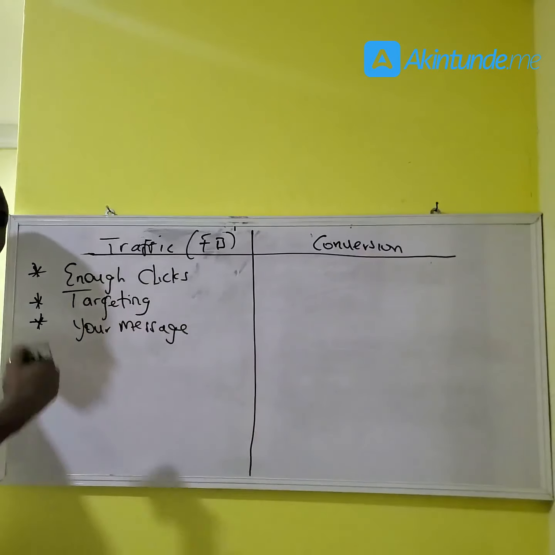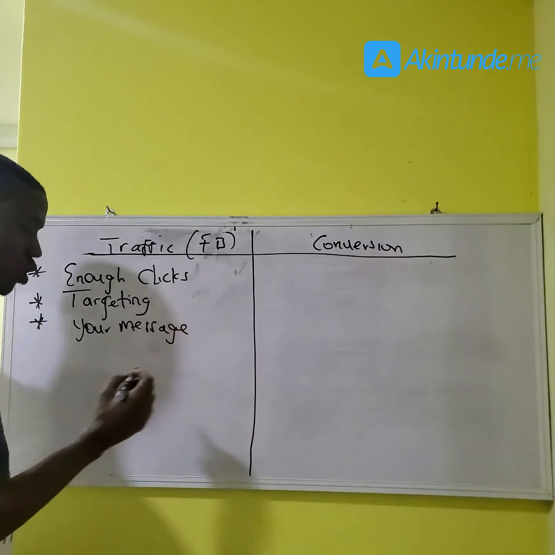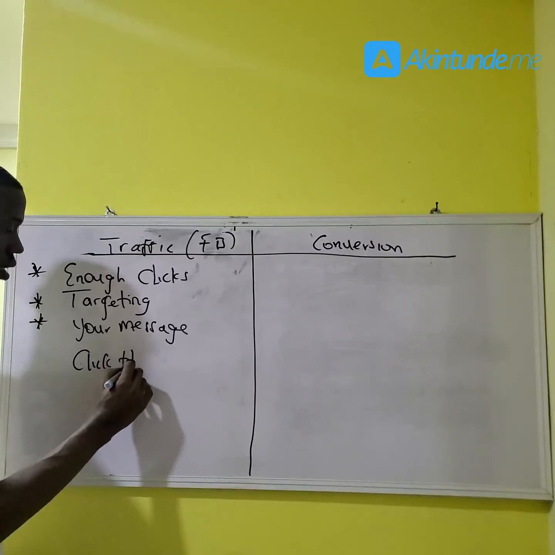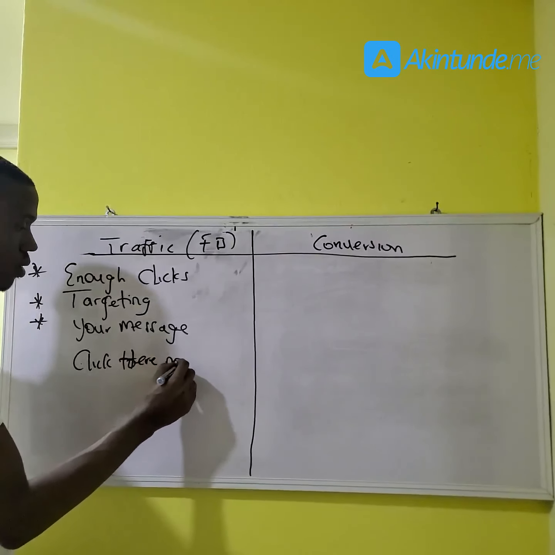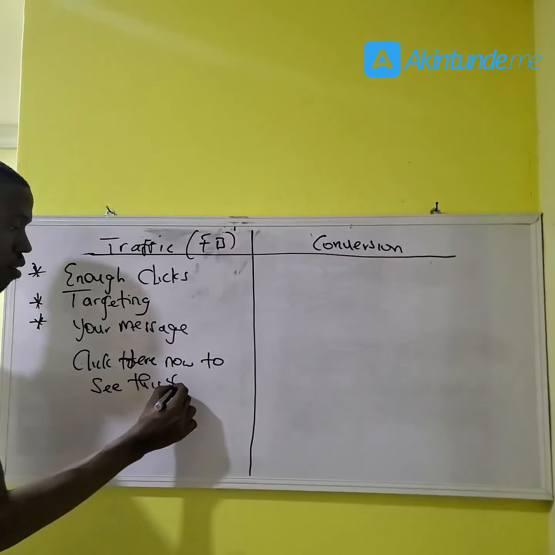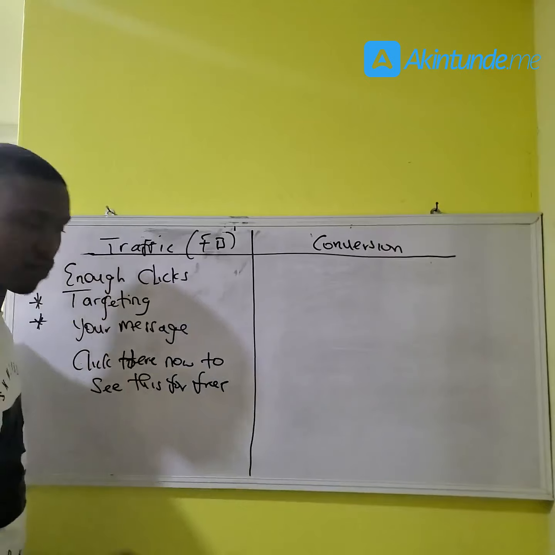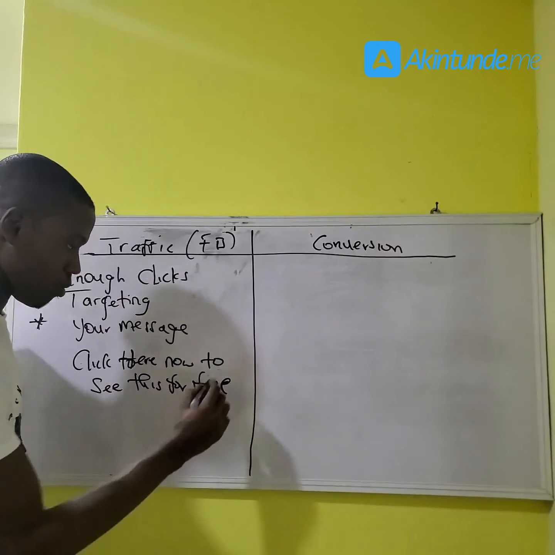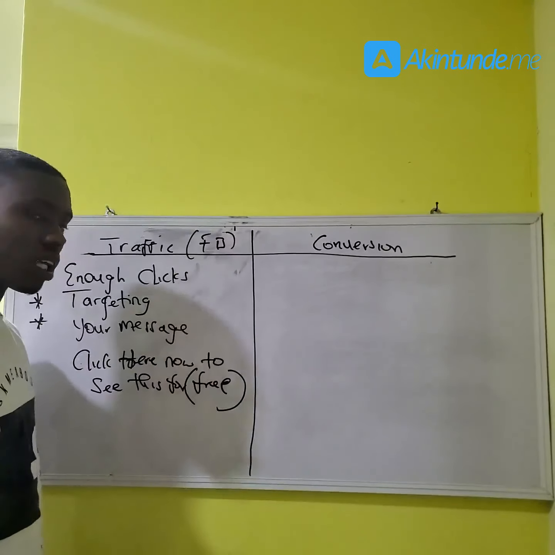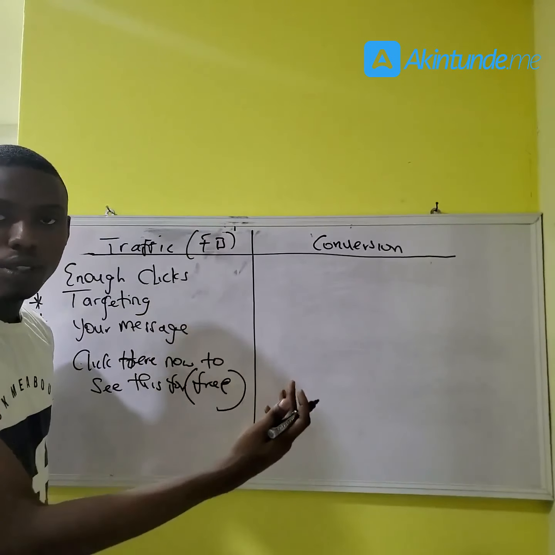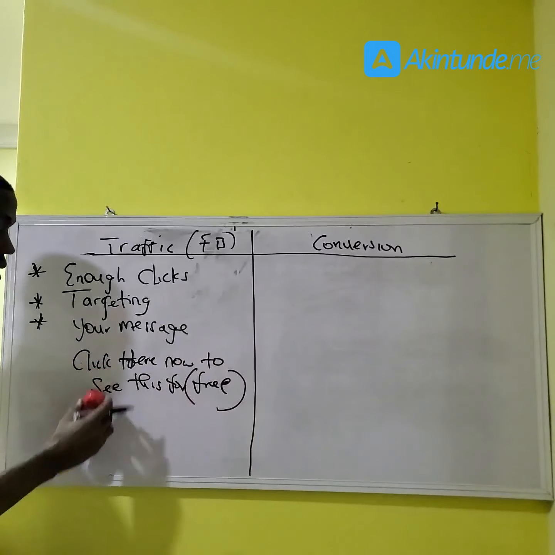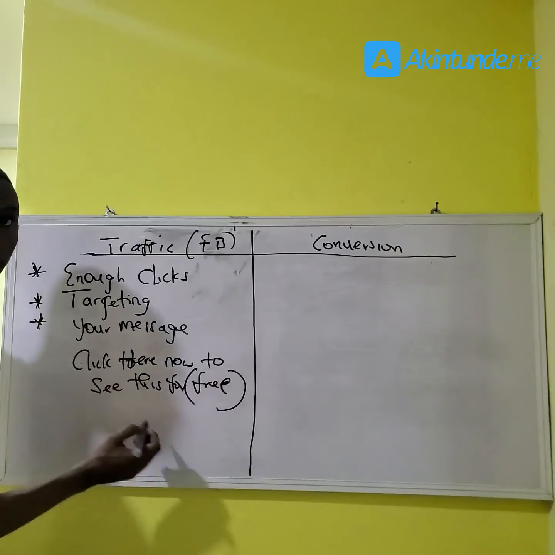you start telling them, okay, let's assume you have something for sale, and in your copy you're writing, "Click here now to see this for free." Look at that, for free. So people who are coming in are looking at it, okay, for free, let's come and see what is there. It's free of charge.